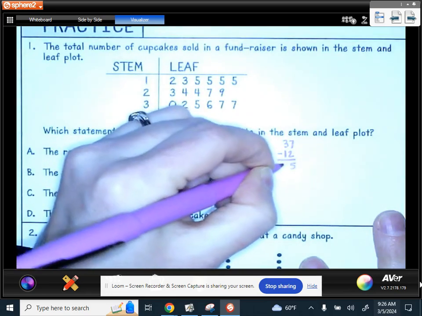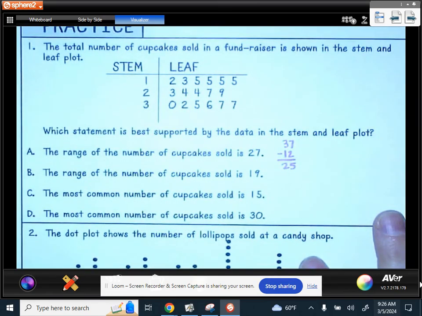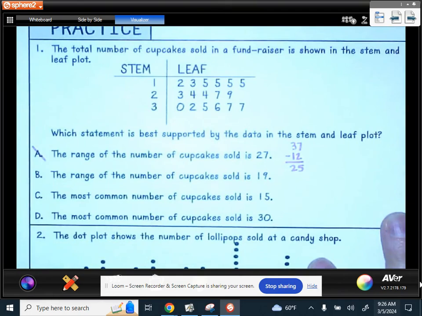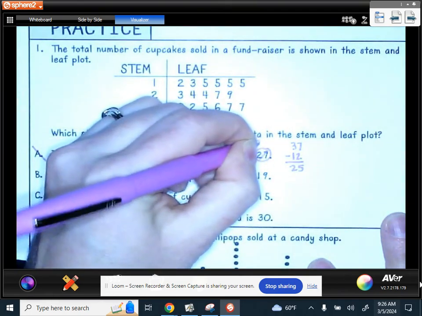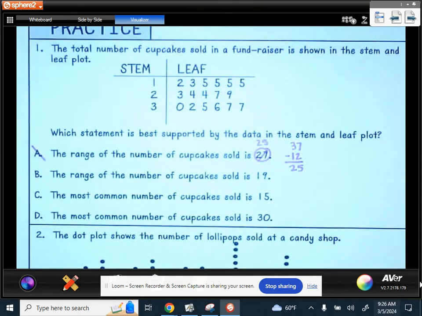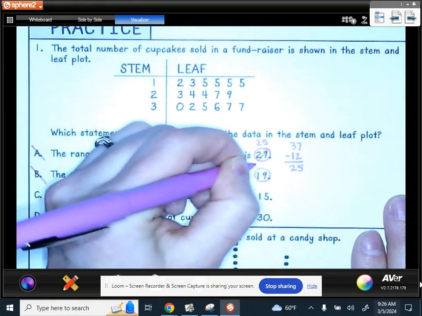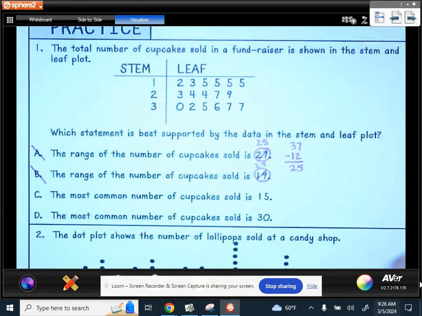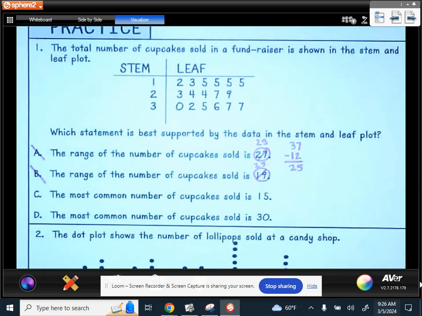And if I subtract that, I get 25, not 27. So I'm going to get rid of that. That's not true. It would actually be 25. Then it says the range is 19. Okay, well, that is also not true because we just found out, again, it's 25. The most common number of cupcakes sold is 15, or the most common number is 30. Remember, that's your mode, so your most repeated value.